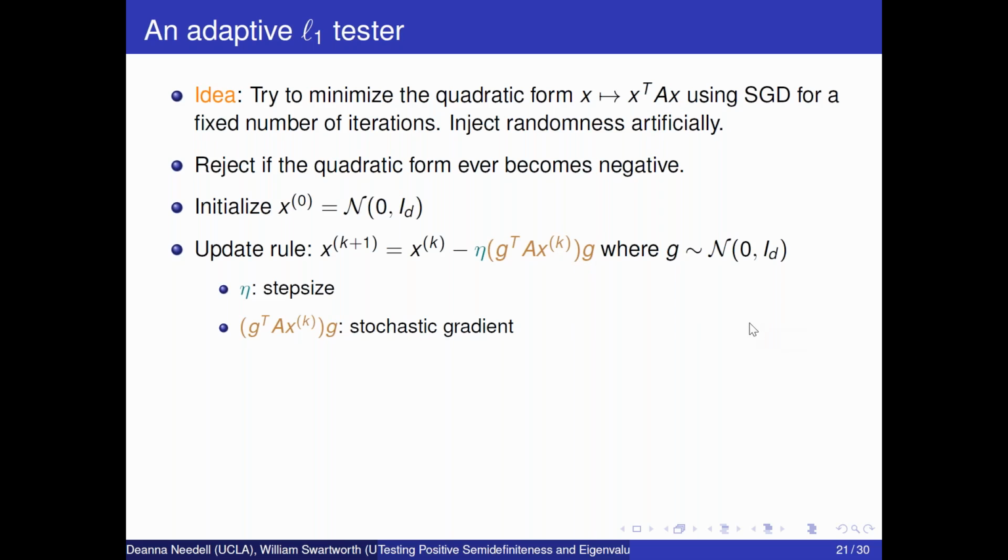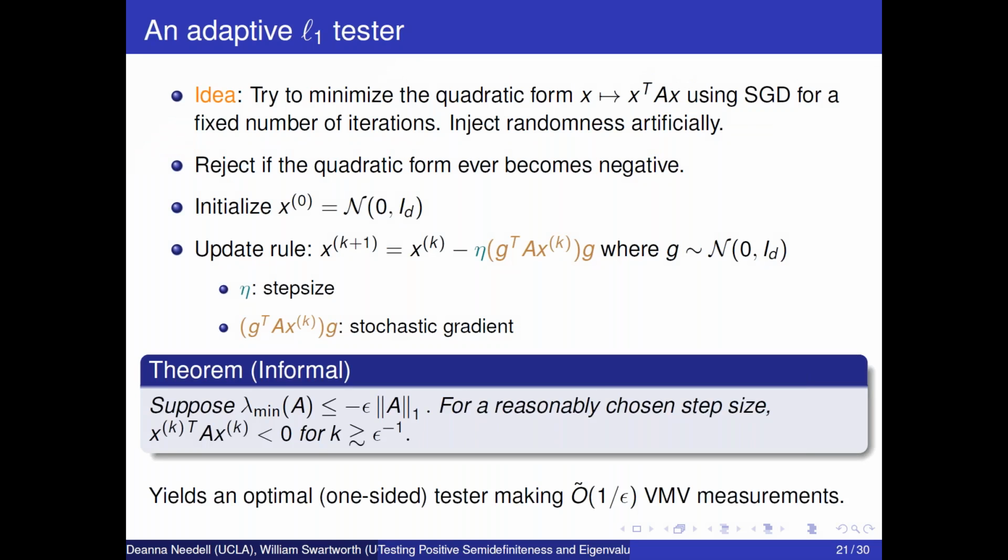And what we can show is the theorem that if you actually have a large negative eigenvalue, then for a reasonably chosen step size eta, I won't say what it is, after about 1 over epsilon iterations, your quadratic form becomes negative. Of course, if your original matrix A is PSD, this quadratic form will never become negative. But your iterate will actually witness a negative quadratic form if it's not PSD. So it's a cool use of dimensionality reduction inside of gradient descent, where you use a stochastic gradient formed by these vector matrix vector queries.